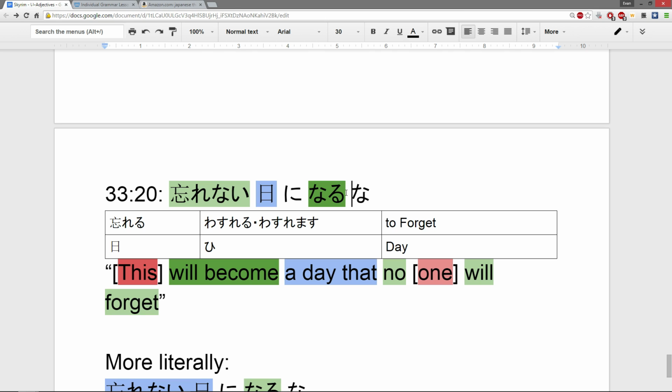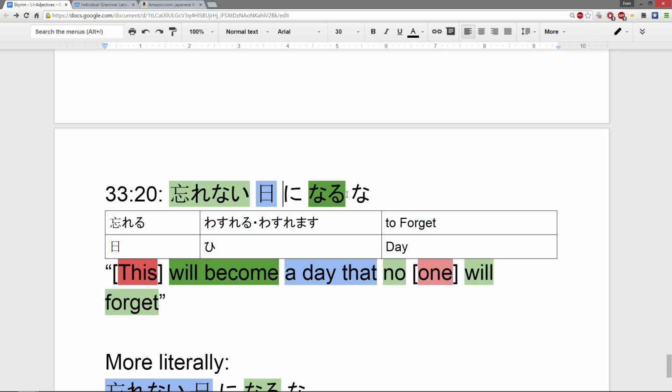Excuse me, I burped. Okay, naru is to become something. Ni naru, what are they becoming? It's becoming a he. A he is a day. What kind of a day is it becoming? A wasurenai day. Wasureru is to forget. Wasurenai is a day of not forgetting, so it's to not forget. A day that the subject won't forget, it is becoming.